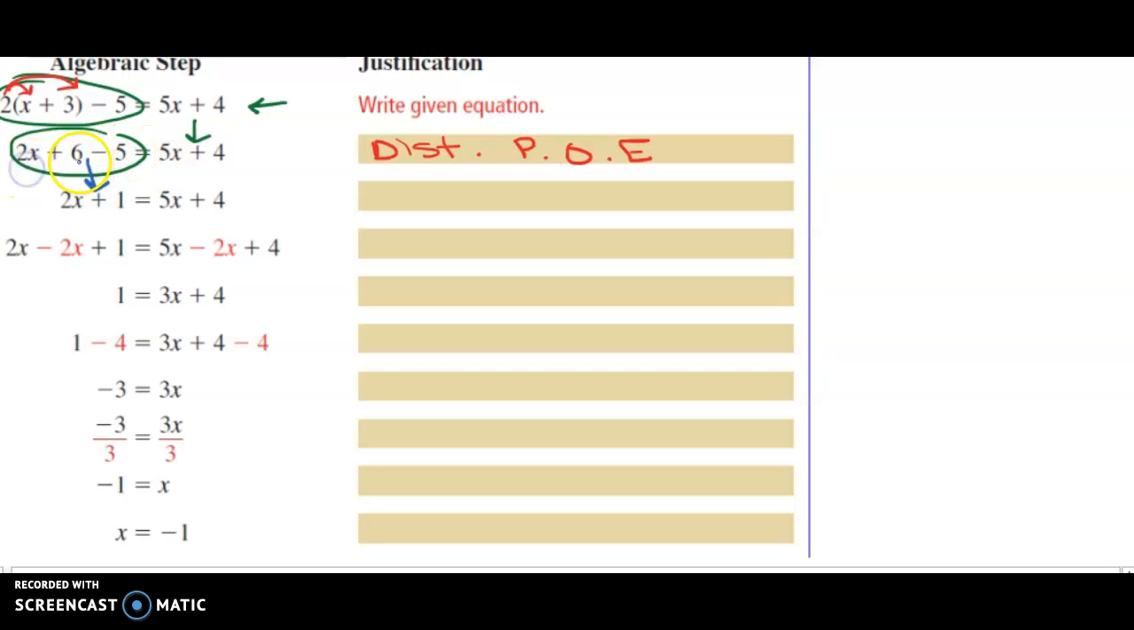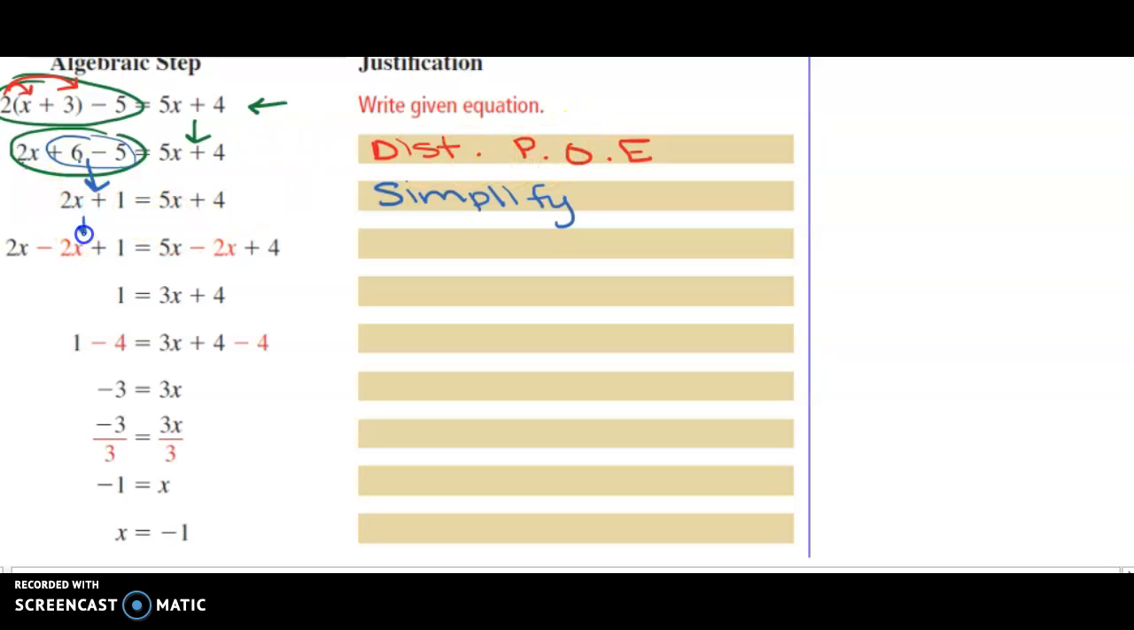Now, if we look again, this right side still hasn't changed, but this left side has. So 2x plus 6 minus 5 is equal to 2x plus 1. All they did is a little bit of math to get this, so I'm just going to say we simplified the equation. Plus 6 minus 5 is just a plus 1.